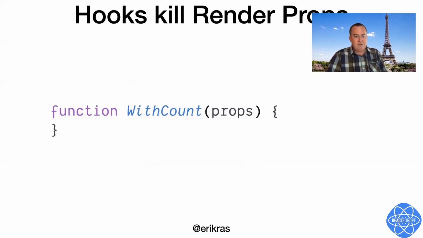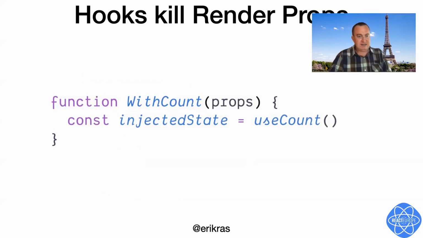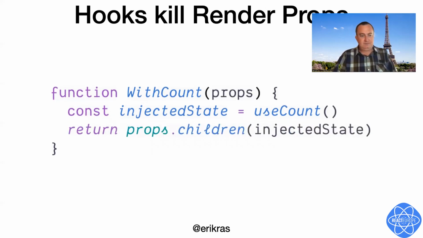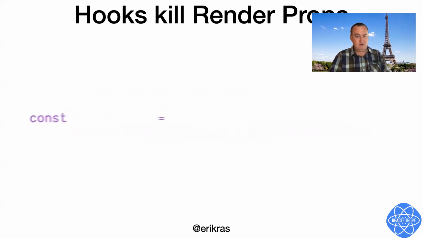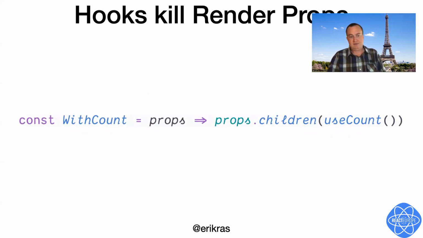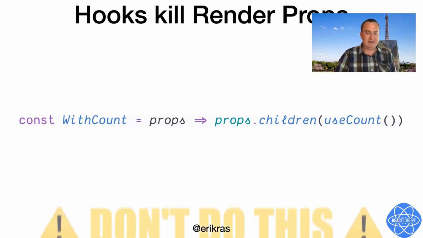Well, we're going to start with our function component, which is required when using hooks. And we call our hook to get our injected state. And we return whatever our children prop returns with that given state. It's literally 2 lines of code. I mean, and if you wanted to be crazy stupid about it, you could even write it like this, but please don't write components like that. Don't.